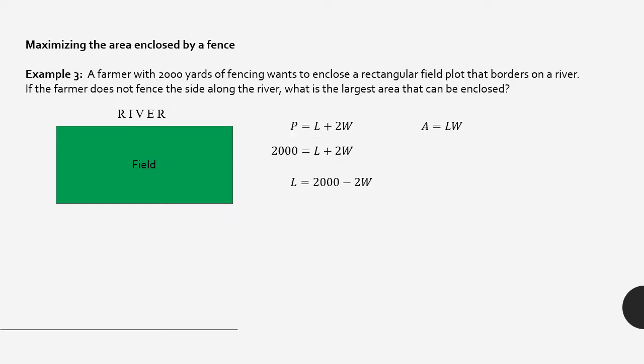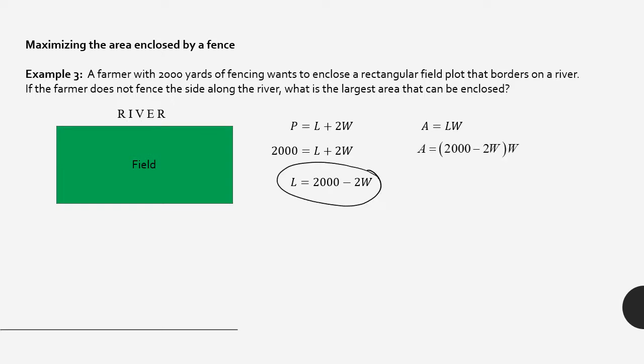Okay, so I'm going to go through the problem again. So we have our perimeter formula. It's not the standard formula for the perimeter of a rectangle, and that's because we have a river bordering on one side. So that affects the equation that we need to use for the perimeter. Okay, solve it for L. So L is 2,000 minus 2W.